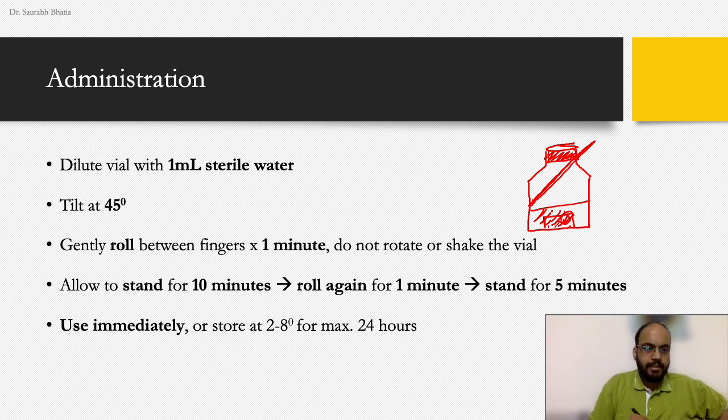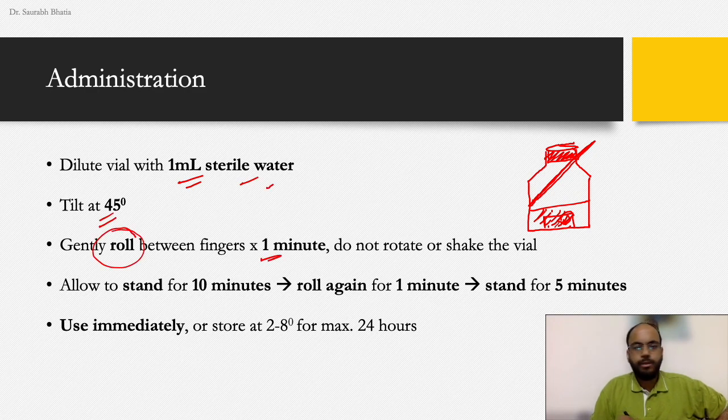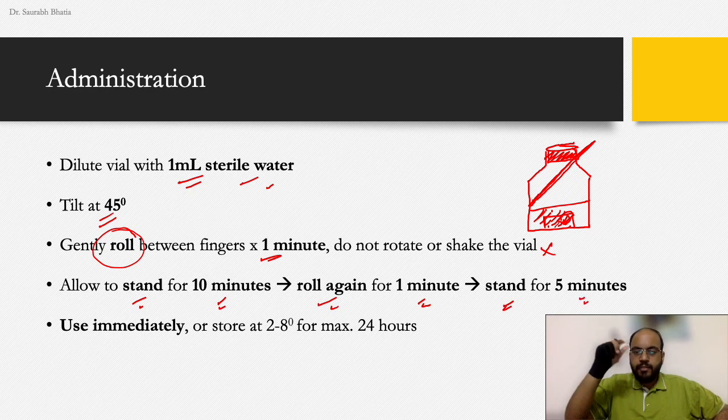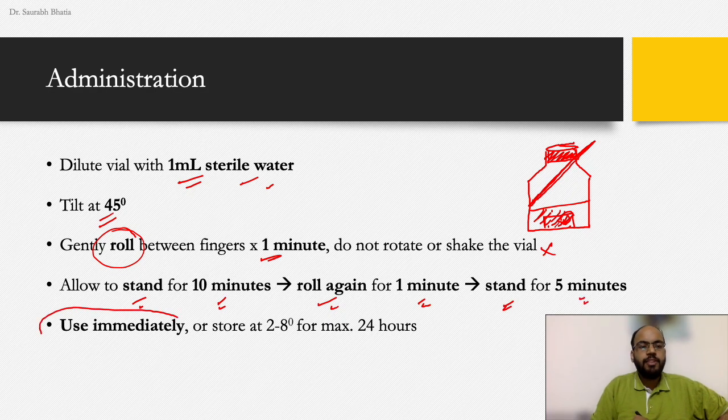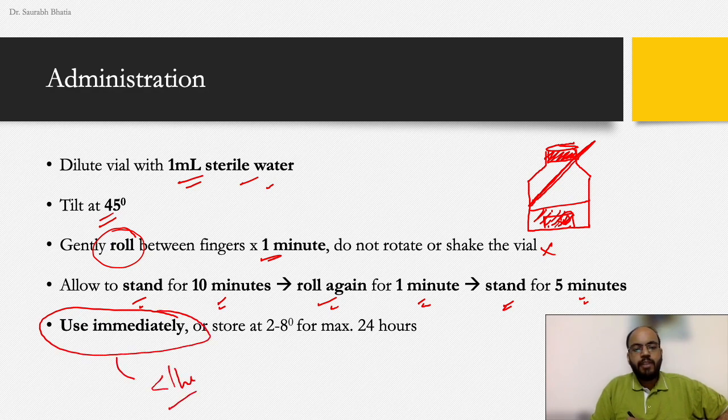So let's revise. You dilute it with 1 ml sterile water, tilt at 45 degrees, roll between the fingers for 1 minute, not to rotate, not to shake the vial. Allow to stand for 10 minutes. After that, roll again for 1 minute, then again stand for 5 minutes. Inspect it for particulate matter. Use immediately, or use it within 1 hour of taking it out of the fridge. If you are not able to use it, you can keep it back in the fridge at 2 to 8 degrees Celsius for a maximum of 24 hours, that is 1 day.